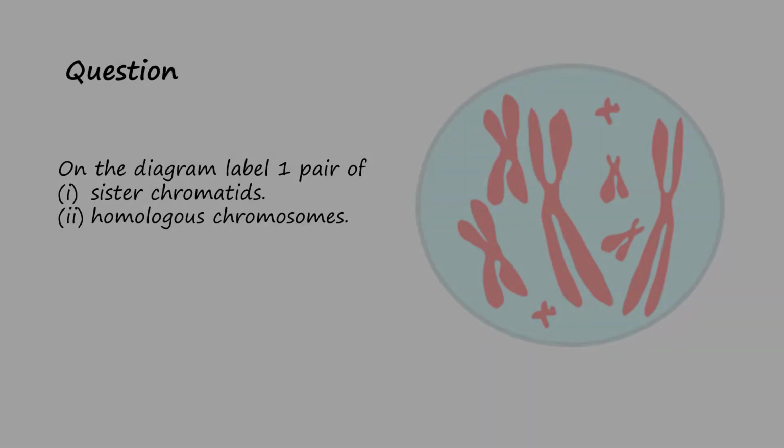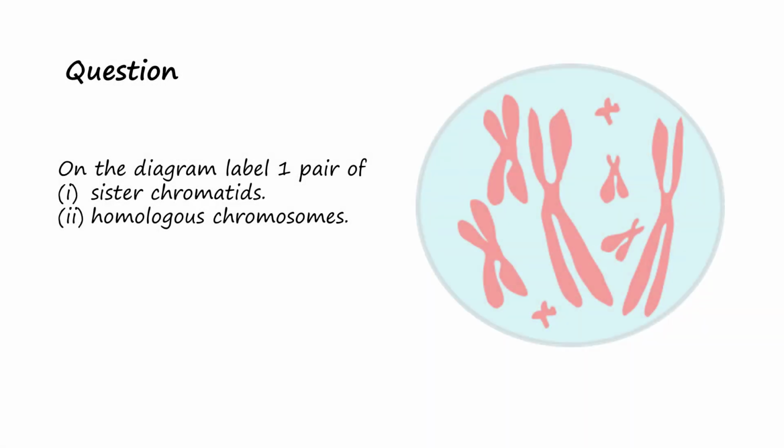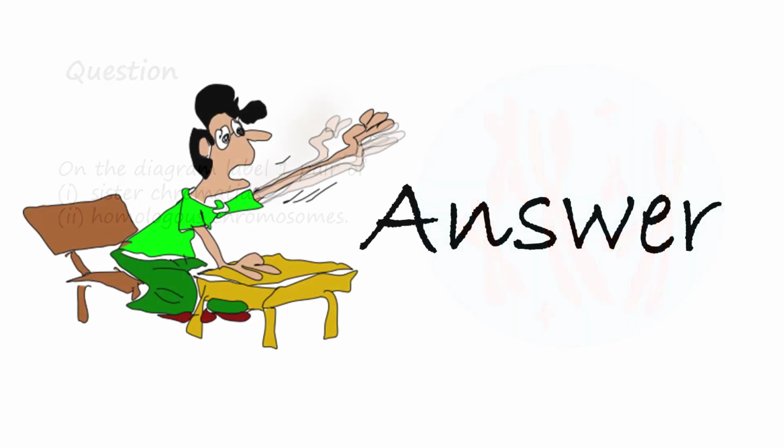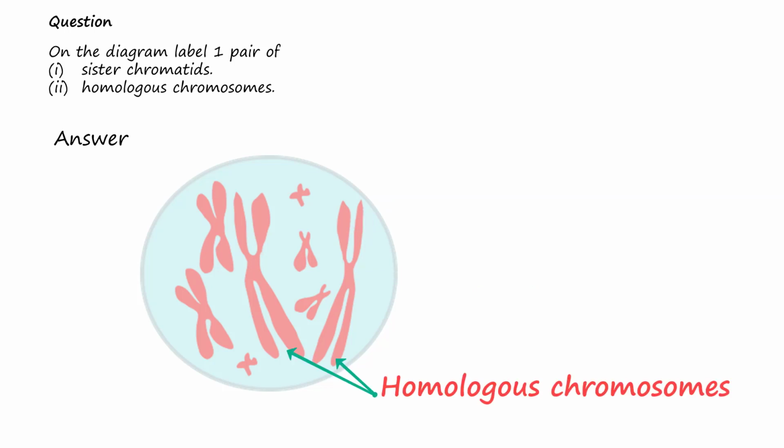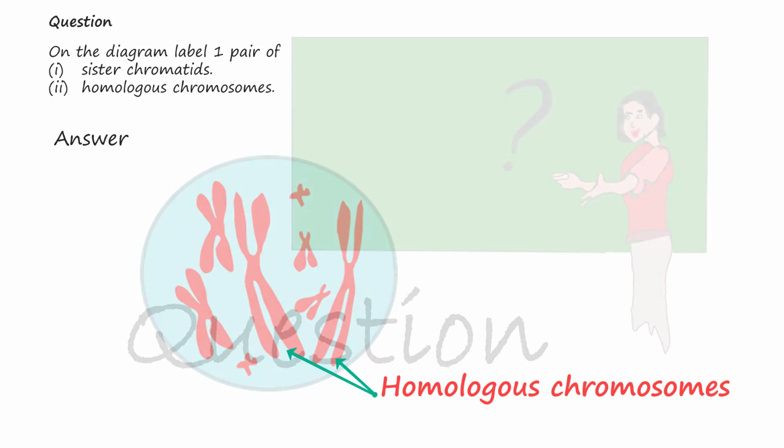Question. On the diagram, label one pair of 1. Sister chromatids, 2. Homologous chromosomes. Answer. Sister chromatids are the linear structures joined at the centromere formed by DNA replication that carry identical information for traits. On the other hand, homologous chromosomes, inherited from the two parents, are of the same size, have the centromere at the same position, and have the same genes but perhaps different alleles.